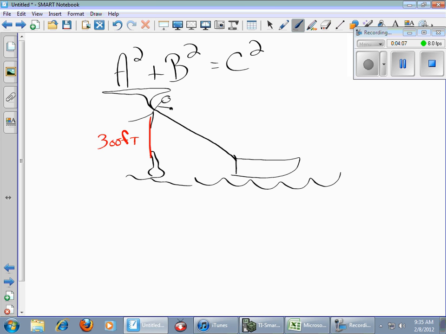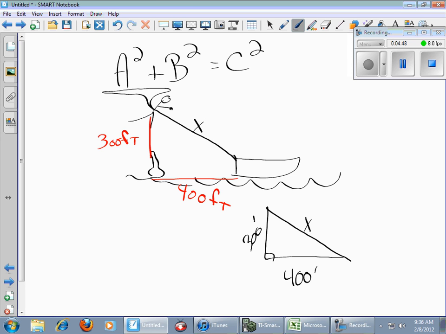And they know that the boat has passed the buoy, and it was 400 feet ago. My question to you is, how much line has been let out? In other words, how long is the rope from the boat to the person hang gliding? Well, I can see a right triangle there. Maybe you can't, so I'm going to redraw it. There's my right angle. I know that this side, the vertical side, is 300 feet. I know that the horizontal side is 400 feet. And I know I'm looking for the diagonal side.